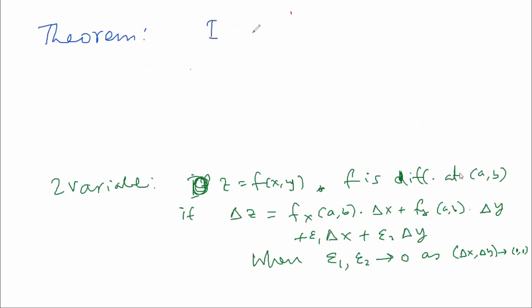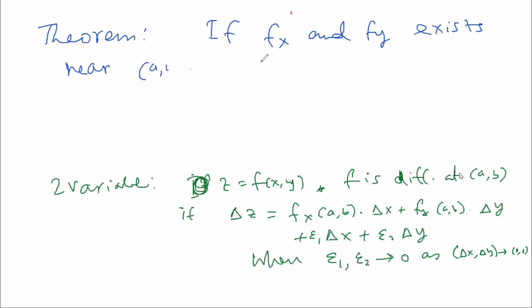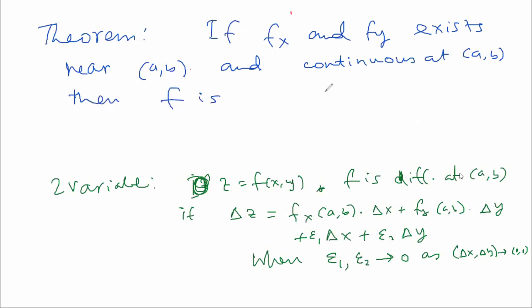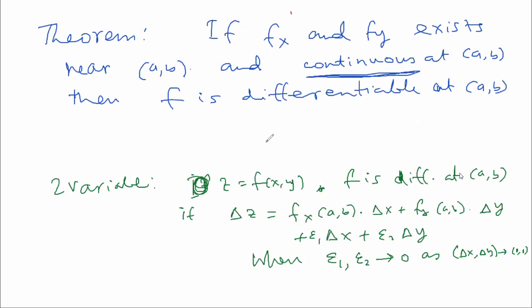If the partial derivatives exist near the point (a, b) and are continuous at (a, b), then f is differentiable at (a, b). So basically saying that if the partial derivatives are continuous, then the function is differentiable.